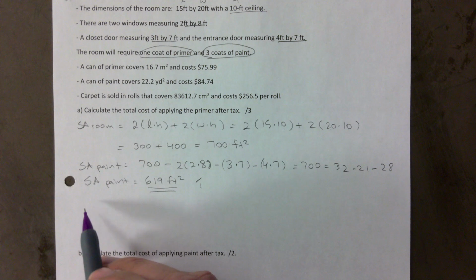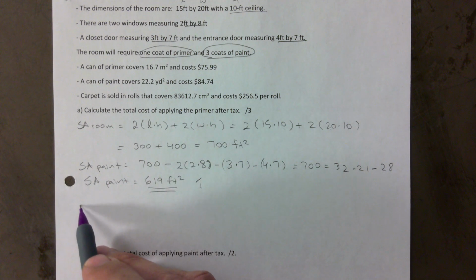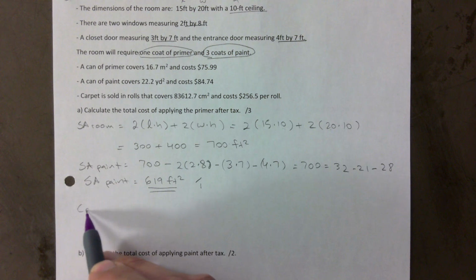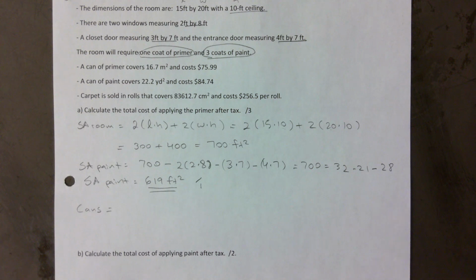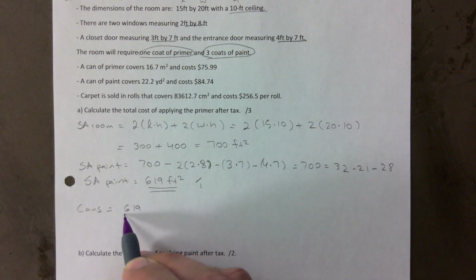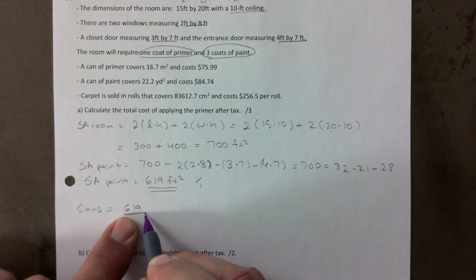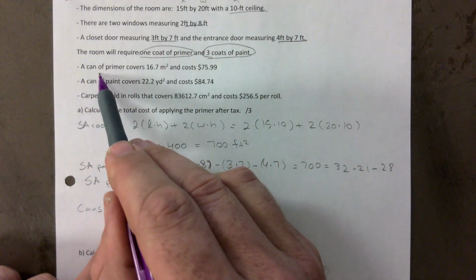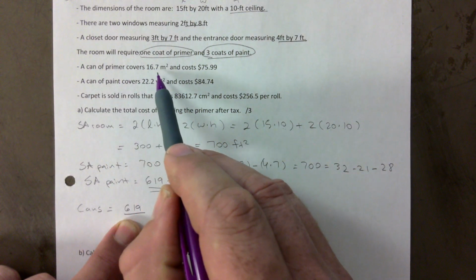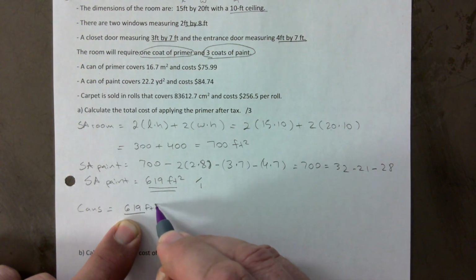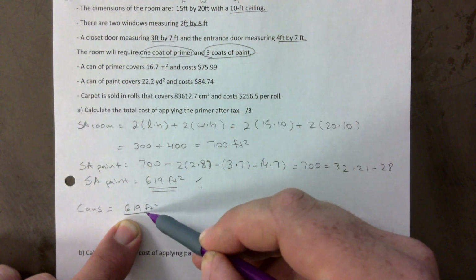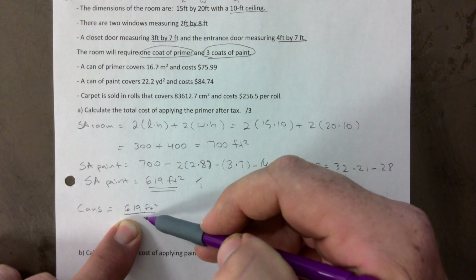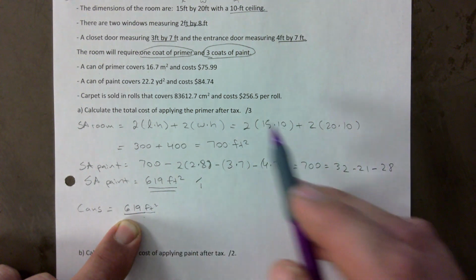Next, cost of primer, right? So for primer, we first figure out how many cans. In this case, they come in cans. Could be coming in a box, could be coming in a bag, we don't know. But we would go 619 divided by a can of primer covers, oh my goodness, right? Square feet meets square meters. We can't have that. See that? Square meters, square feet. So normally we would want to just divide it, but we can't. So we're going to do some converting there.